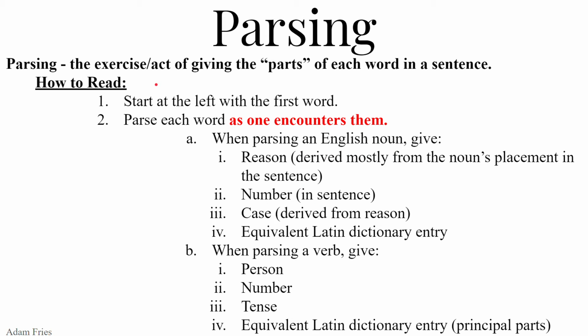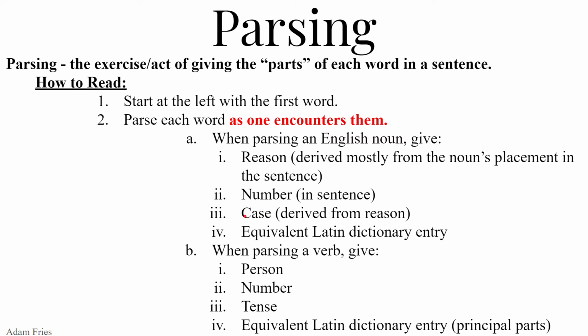A brief review of how to parse English. Start at the left with the first word and read each word moving towards the right. When parsing an English noun, you give the noun's reason, which is mostly derived from its placement in the sentence, because English gets most of its syntax from word order. Then the noun's number, either singular or plural. The noun will be plural if it ends in an S, an ES, or an IES, most of the time. The case, that's the Latin case.